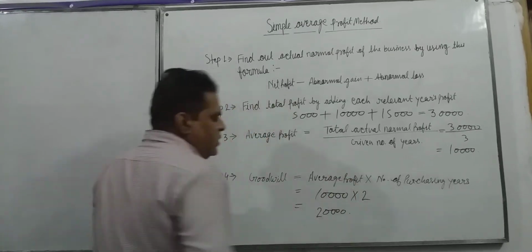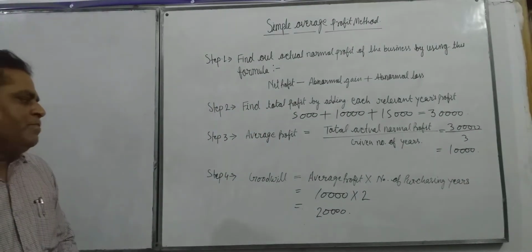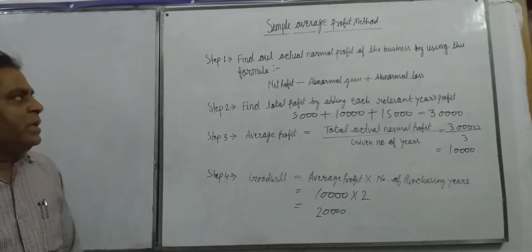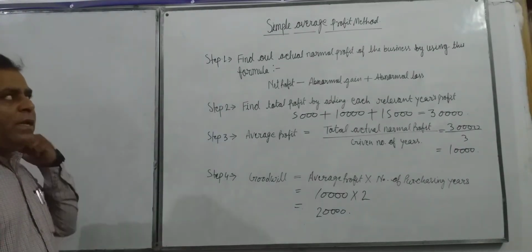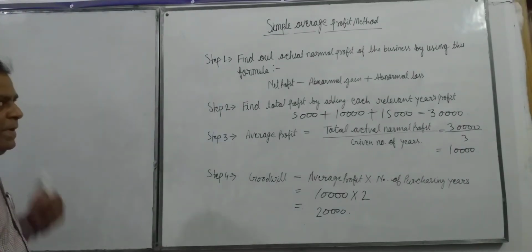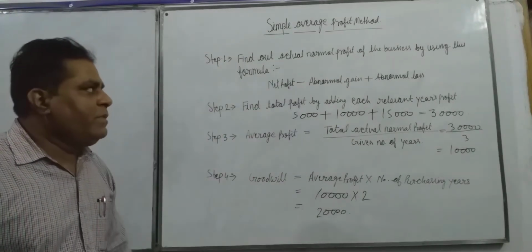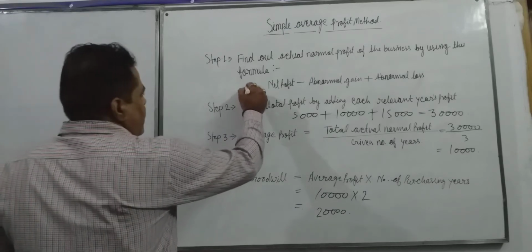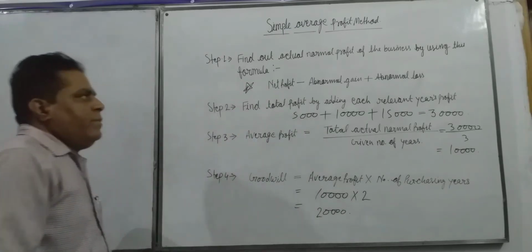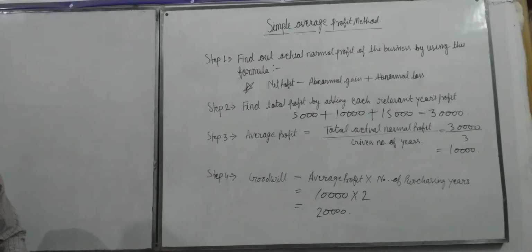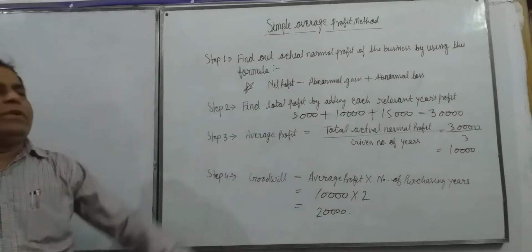Goodwill of the firm is 20,000. This 20,000 is the goodwill of the firm. This is all about the simple average profit method. In determining this simple average profit, this is the most important part which should be considered before starting this simple average profit method.